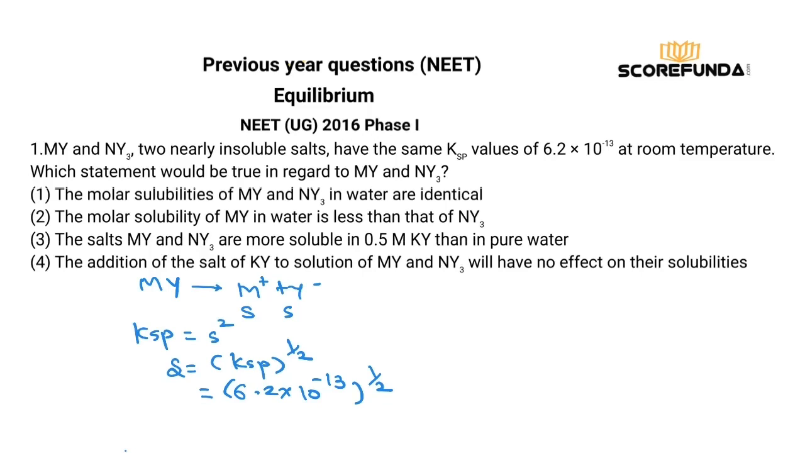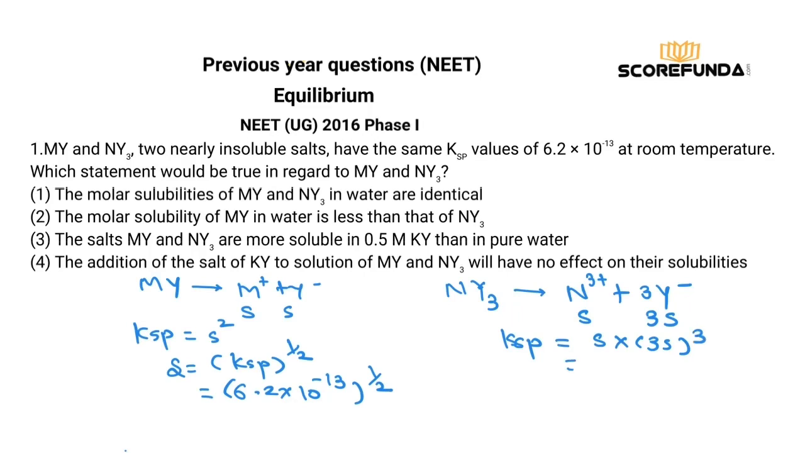Now similarly, if we just talk about MY3, MY3 on dissociation will give M3 plus thrice Y minus. So if this is S, this will be 3S. So Ksp will be equals to S into 3S cube. That will be equals to 27S to the power 4, or S will be equals to Ksp upon 27 to the power 1 by 4.